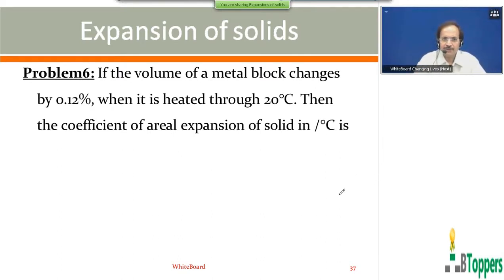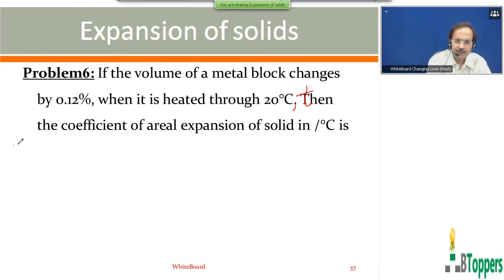Look at the next problem based on similar discussion. Problem number 6. I am going to read out problem 6 now. The volume of a metal block changes by 0.12% when it is heated through 20 degrees centigrade. Then the coefficient of areal expansion of the solid in per degree centigrade is.